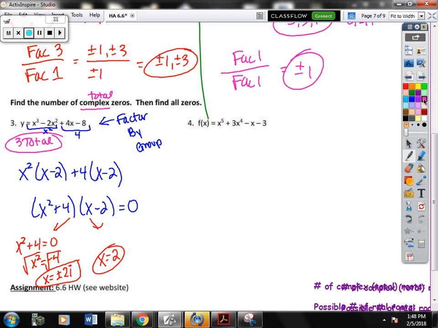The next one we can also factor by grouping. What would the GCF be for the first set? X to the 4. And the GCF for the second? Negative 1.